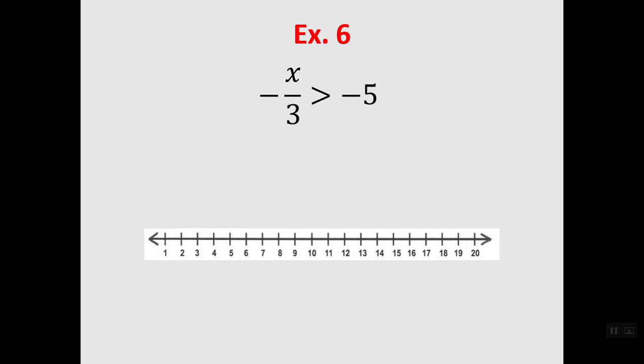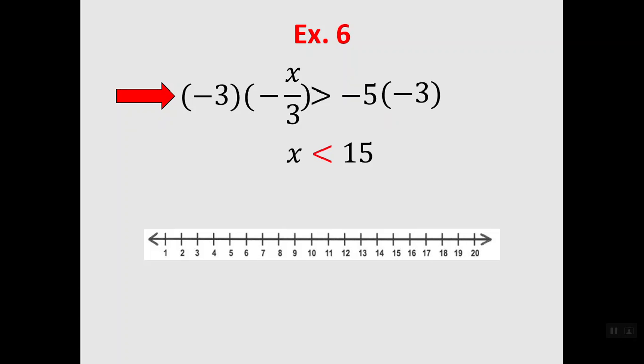Example 6. X divided by negative 3, that's a negative value, so we are going to want to multiply each side by a negative 3, so we can have negative times negative makes positive. When we do that, we have to pay attention to the fact that we're multiplying by a negative 3. That means we're going to have to reverse that inequality symbol so that it stays a true statement. When we simplify, we get x on the left and 15 on the right, and we go from greater than, reverse it to less than. X is less than 15. There's our graph.